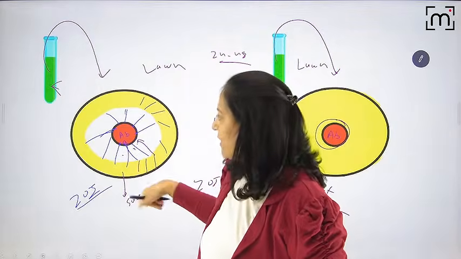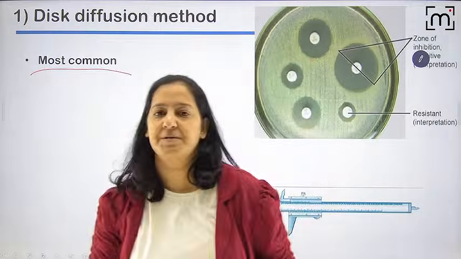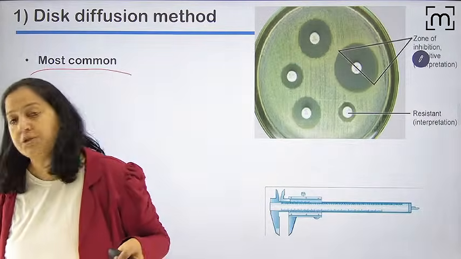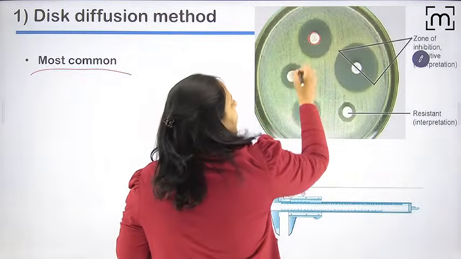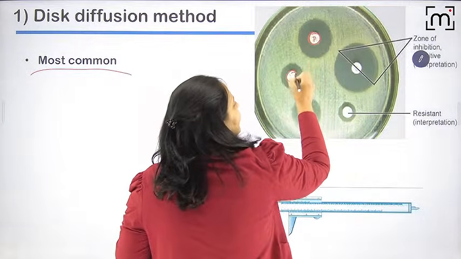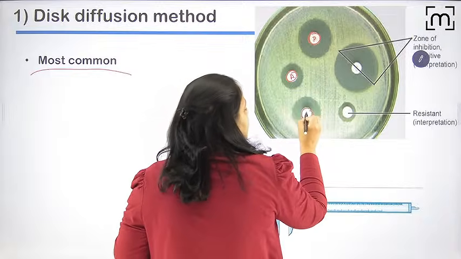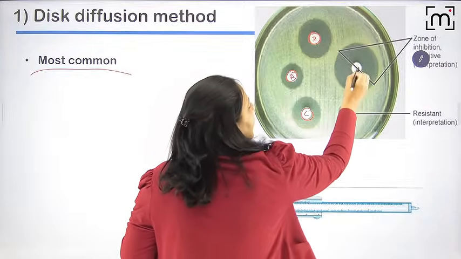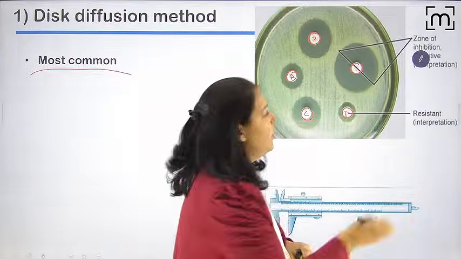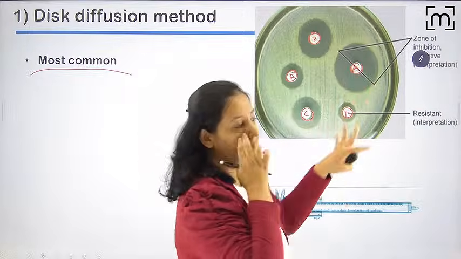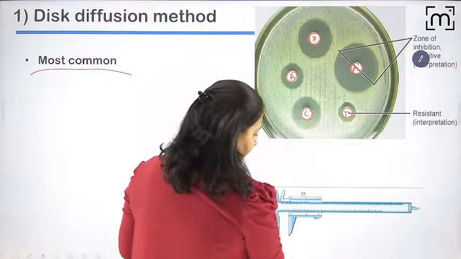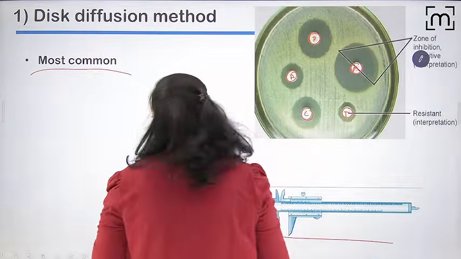On one Mueller-Hinton agar, you can test multiple antibiotics. You can appreciate this diagram, a Mueller-Hinton agar with multiple different antibiotics. Suppose this is penicillin, this is azithromycin, this is one of the cephalosporins, this is tetracycline. Multiple antibiotics we can take. We take the filter paper, dip it in them, keep it here, and do the lawn culture. With the help of the vernier caliper, I will measure the ZOI.